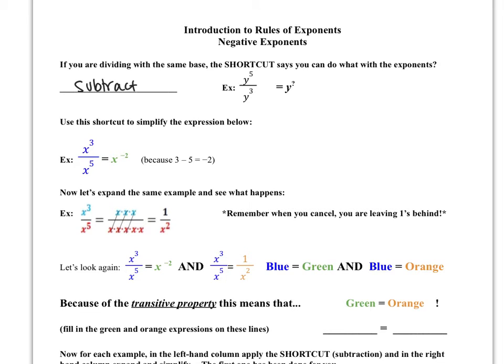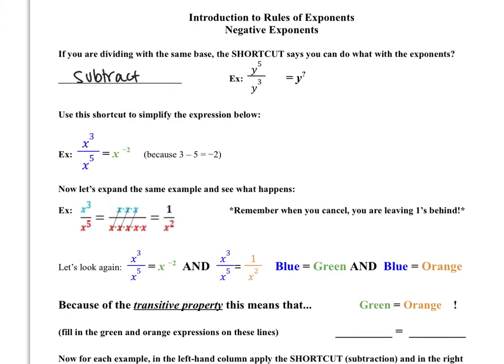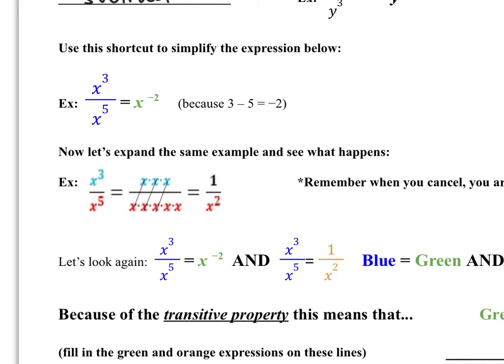So if I were to use the shortcut to simplify the expression x to the 3rd divided by x to the 5th, that would become x to the negative 2nd, because 3 minus 5 is negative 2. Let's expand and see what happens. X to the 3rd on top would mean x times itself 3 times, like I've got here in blue. X to the 5th on the bottom would mean x times itself 5 times, like I've got down here in red.